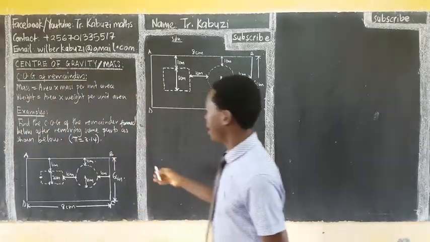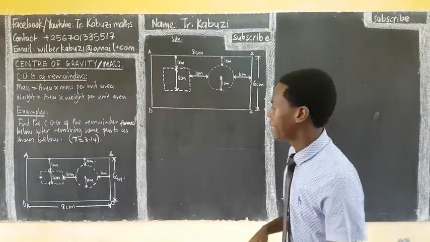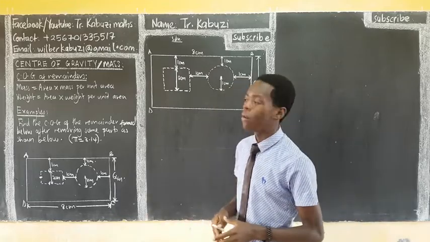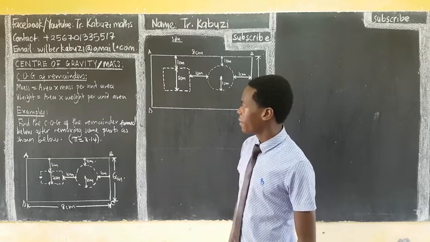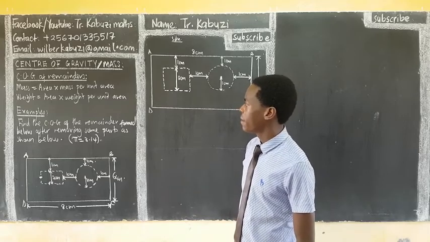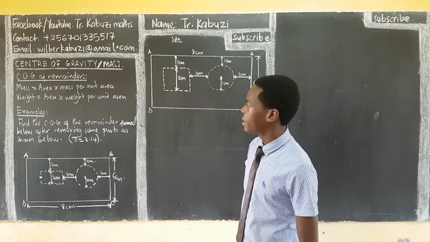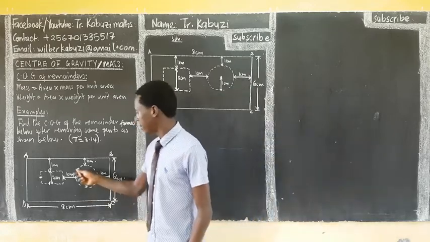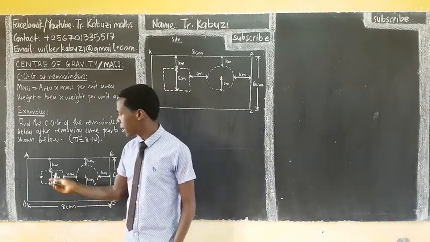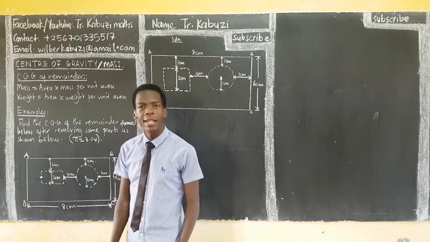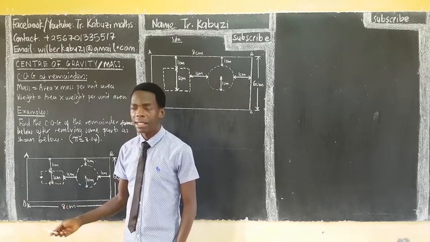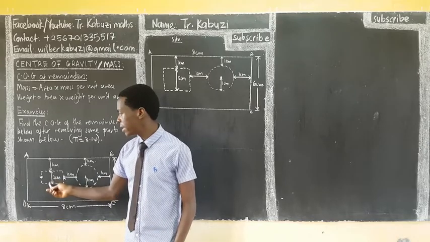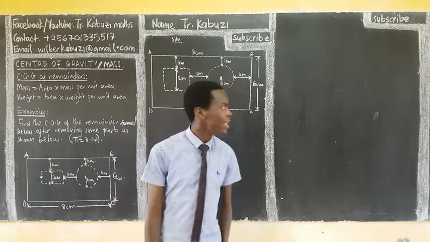Okay, let us see now when we have two figures cut out of a lamina. Find the center of gravity of the remainder formed below after removing some parts as shown below. Now this one is a circle, of course. Now this one, they are removing the square. How do I know that it's a square? Well, that means that this side is equal to this side. So they are removing that square.